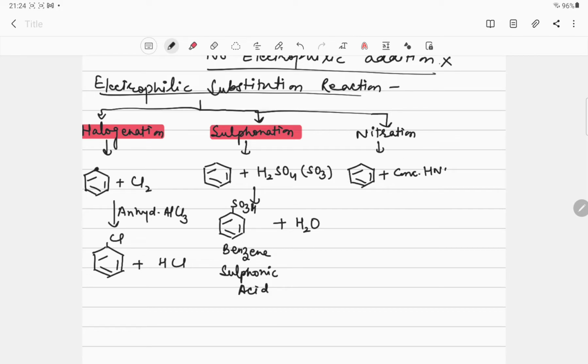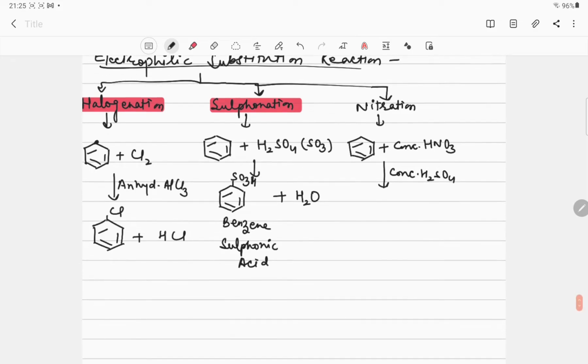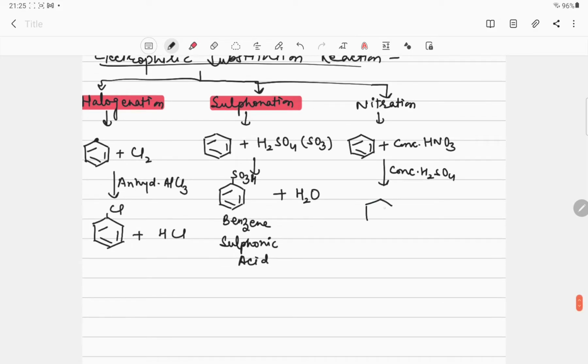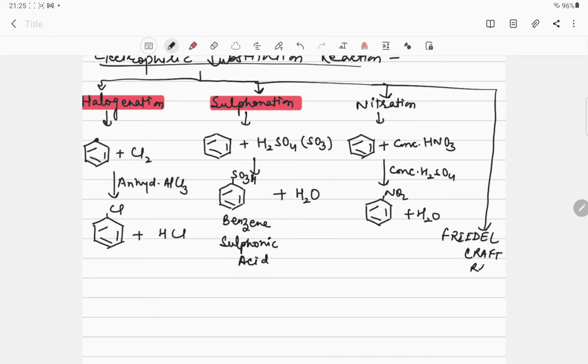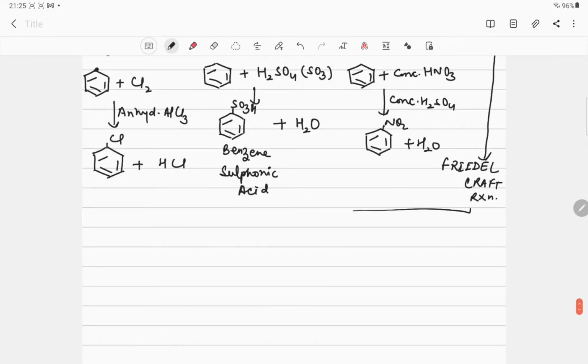What is this nitrating mixture? Concentrated HNO3 in presence of concentrated H2SO4. Together they are called nitrating mixture, and they will give nitrobenzene, NO2, plus H2O. Or we may carry out Friedel-Crafts reaction also. Friedel-Crafts. Now this Friedel-Crafts reaction is of two types. It may be Friedel-Crafts alkylation or it may be Friedel-Crafts acylation.